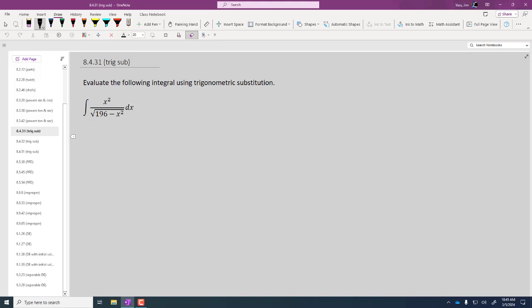Okay, so trig sub. Trig sub usually is for integrals that have sums or differences of squares. That's when we think about trig sub. That's the power of trig sub: sum or difference of squares. So we look down here and we say, oh, there's a difference of squares, so that means trig sub is going to be the best strategy.